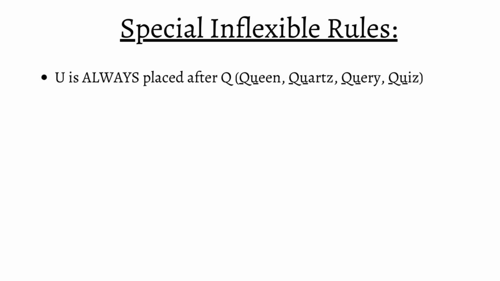One of these is the letter U, which is always placed after Q, as in queen, quartz, quarry, and quiz. This way, U is not considered to be a vowel. A different rule is that S never follows the letter X. Some English words are pronounced with an S sound after X, but are never followed by S. Instead, the letter C is used, as in excise and excite.